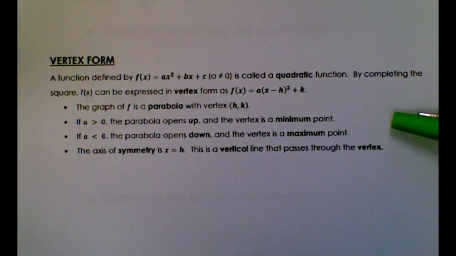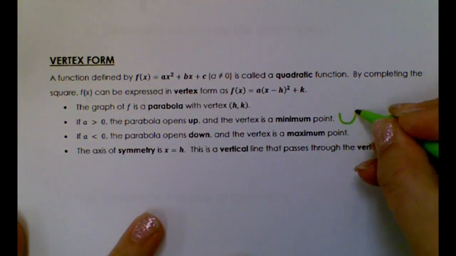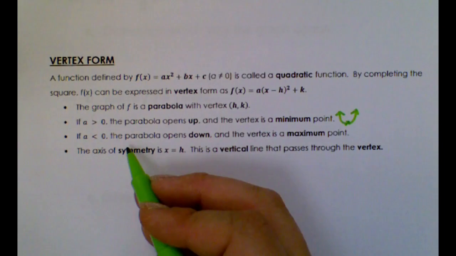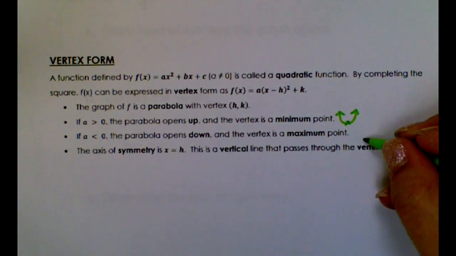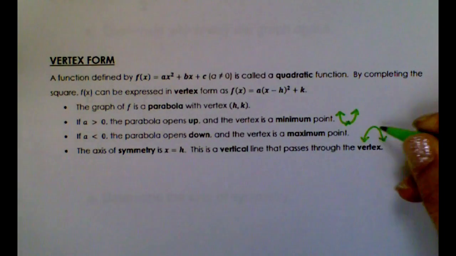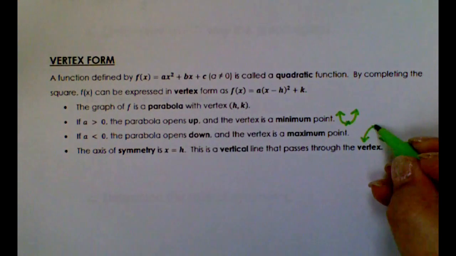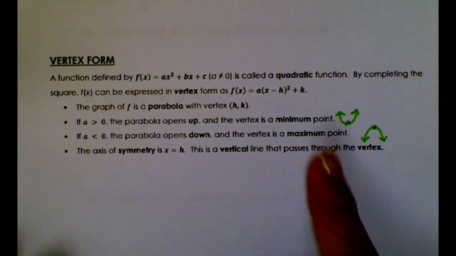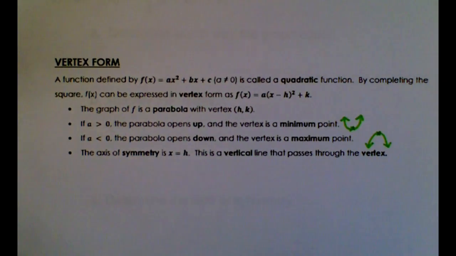If a is greater than 0, so it's positive, our parabola opens upward, and it has a minimum point where the vertex is. If a is less than 0, so if it's negative, the parabola opens downward, and the vertex is a maximum right up there at the peak. And the axis of symmetry is always x equals h. It is a vertical line that will pass through the vertex. So in vertex form, pretty straightforward.